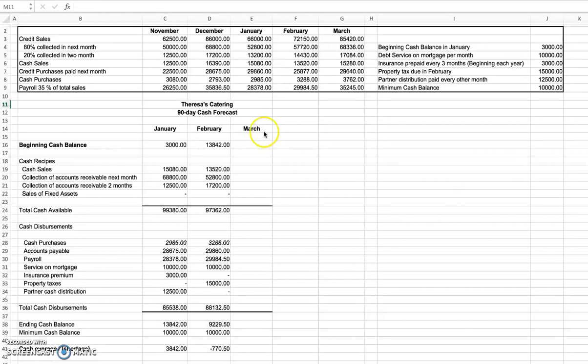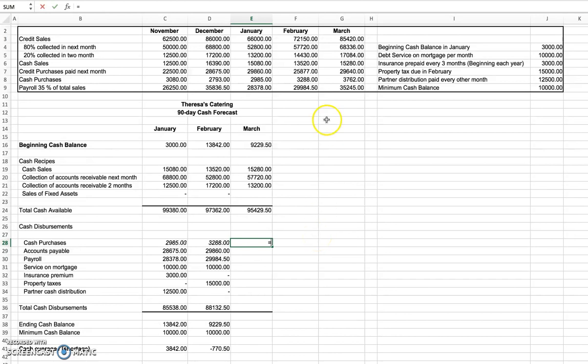Finally, let's take a look at March. So our beginning cash balance is going to be our ending cash balance of February. Okay. Cash sales in March are $15,280. The collection of accounts receivable next month. So again, we're going to take a look at the 80% collected in February, which is now going to be cash for us in March. And we're going to take a look at the $13,200 in January that is now cash for us in March. So we're going to total that up. And there's our total cash available.